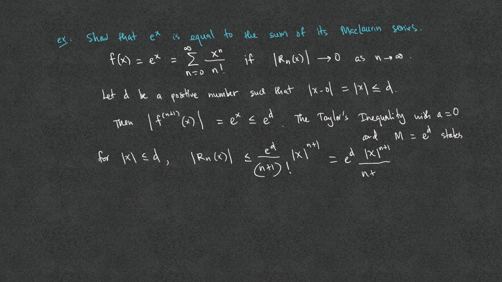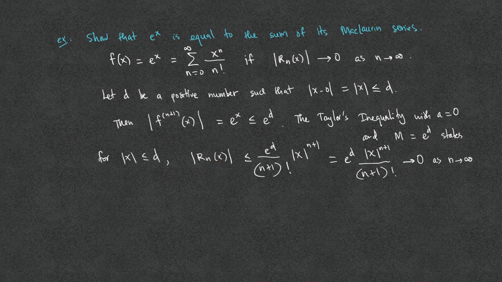This is e^d times |x|^(n+1) over (n+1) factorial, and it tends to 0 as n goes to infinity. This is because we saw with these limits as n goes to infinity, the factorial is much bigger than the power. And so by the squeeze theorem, this remainder is squeezed between 0 and 0. Therefore, its limit is 0 as n goes to infinity.